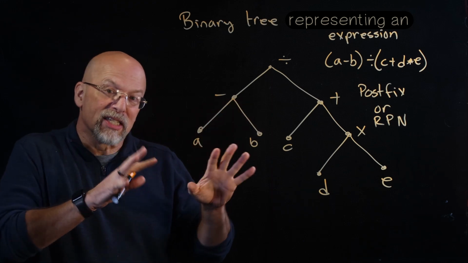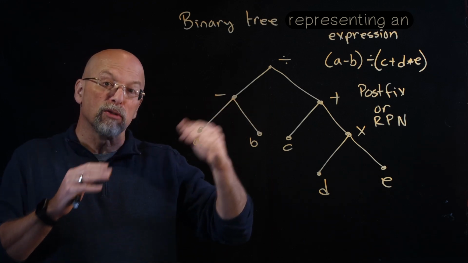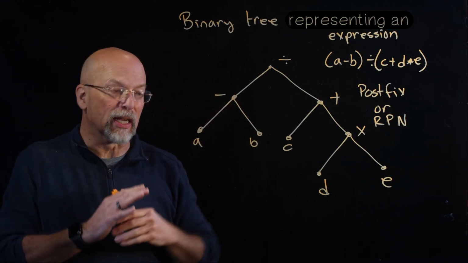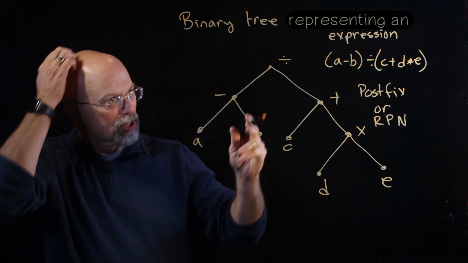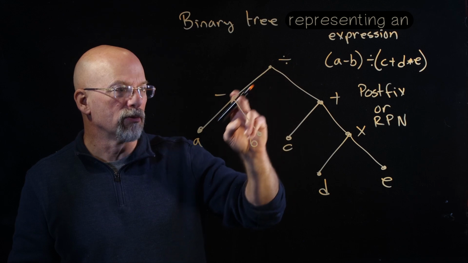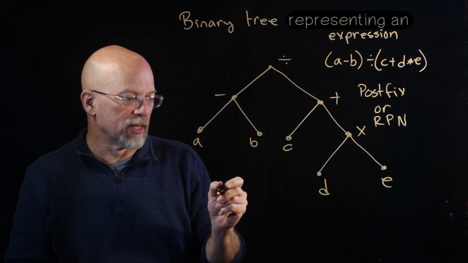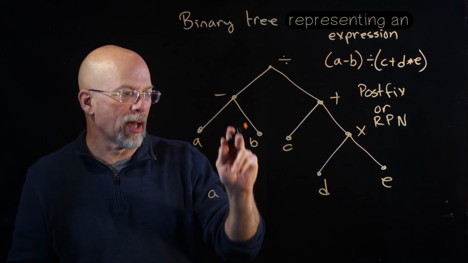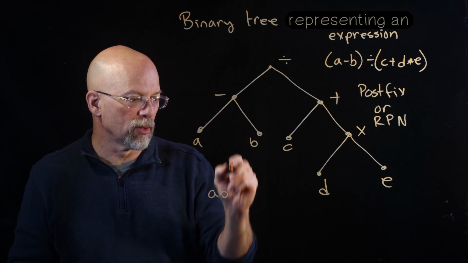Turns out that this is exactly the method in which we use post-order traversing of this tree. So let's do it this way. You remember post-order said you visit the leaf first. And so I visit A, and then I come up and visit B, and then I do the minus.